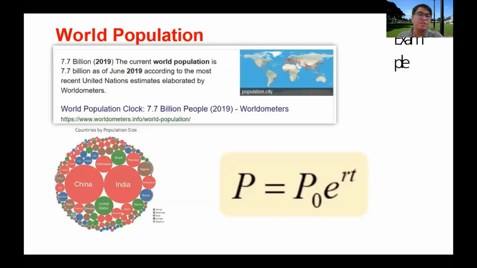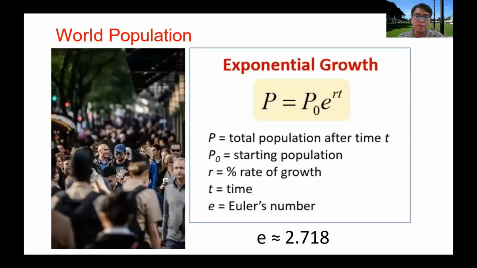The world population also has a pattern, as explained by this equation: P is equal to P naught e raised to the rt, where P is the total population after time t, P naught is the starting population, or P sub 0. r is equal to the rate of growth, t is equal to time, and e is Euler's number, 2.718.